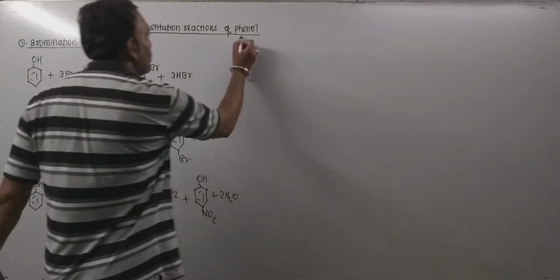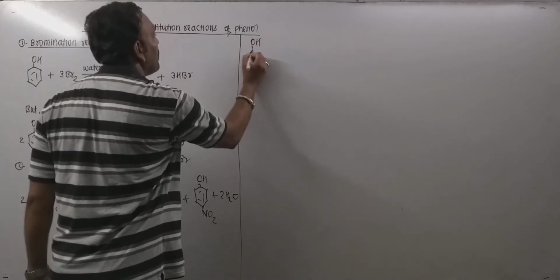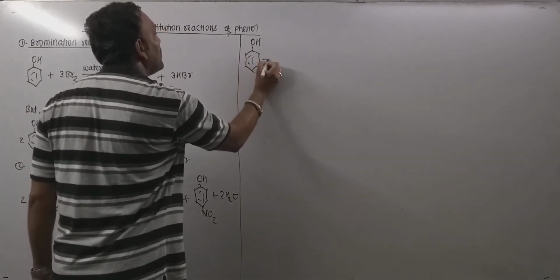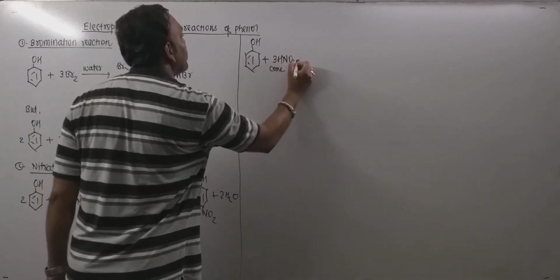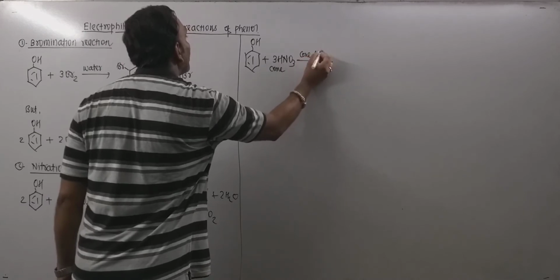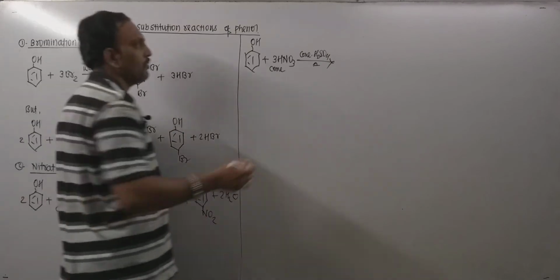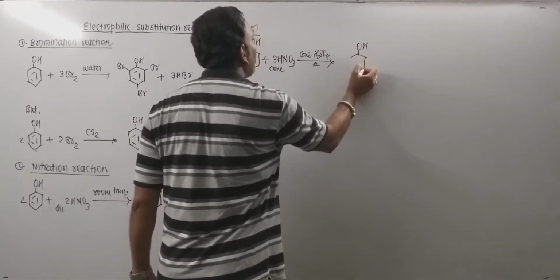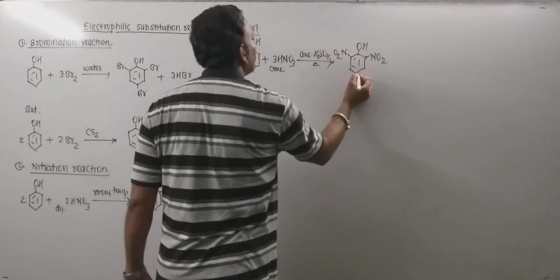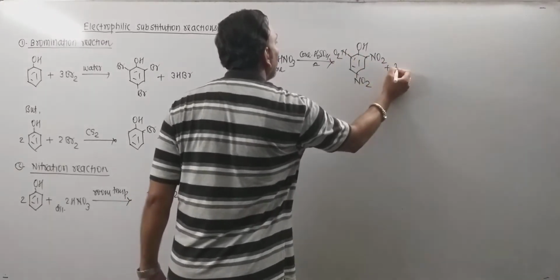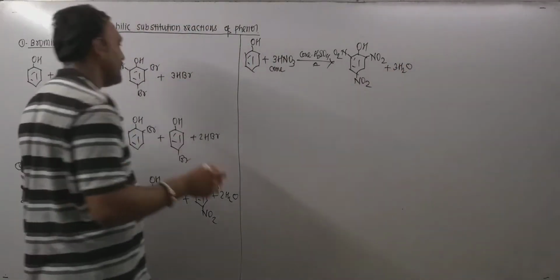But on the other hand, when phenol is heated with nitrating mixture, that is a mixture of concentrated nitric acid and concentrated sulfuric acid, that is H2SO4, then we receive picric acid, that is 2,4,6 trinitrophenol, which can be given as, this is the 2,4,6 trinitrophenol along with water, and this picric acid is an explosive material.